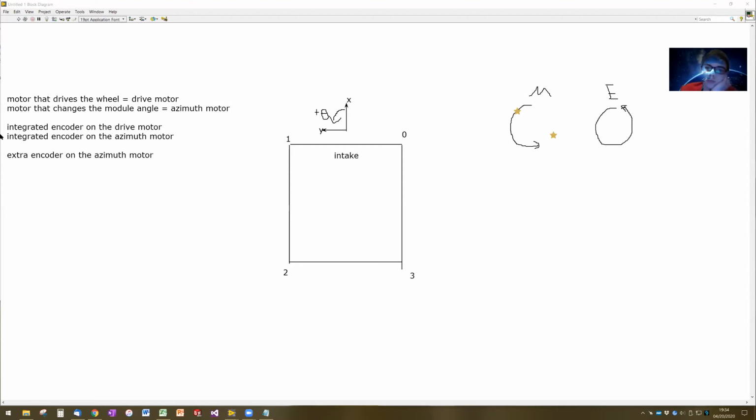Any questions on the difference between those two encoders or the two different motors that we've got? Okay, so Ethan, I see you hanging out on here. What is the disadvantage of using these types of encoders? And what did we do to fix it?